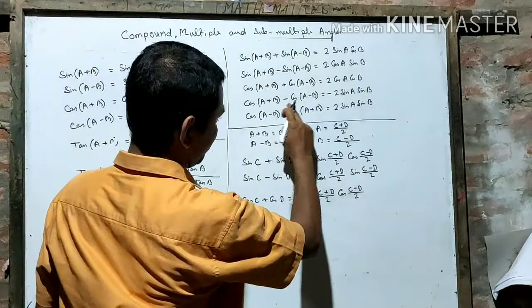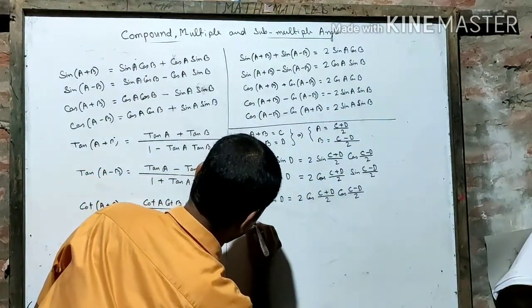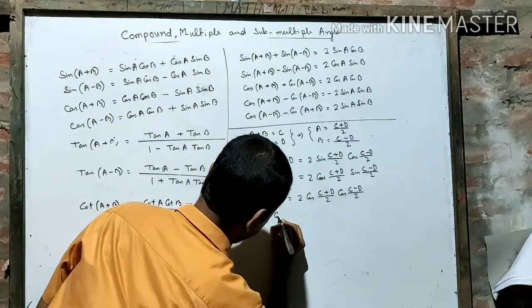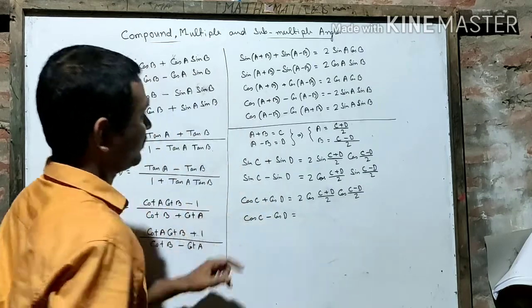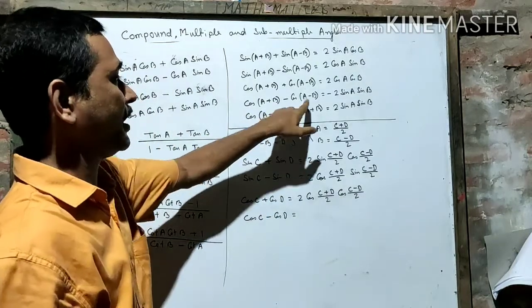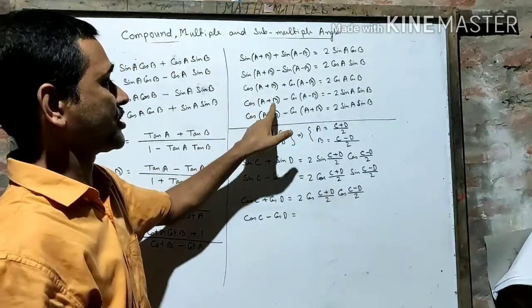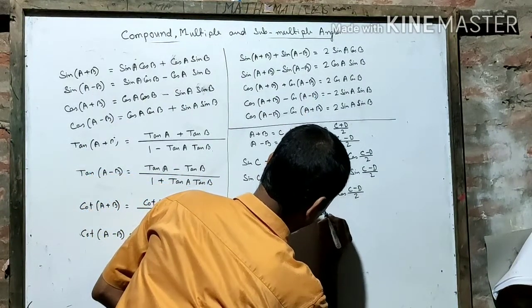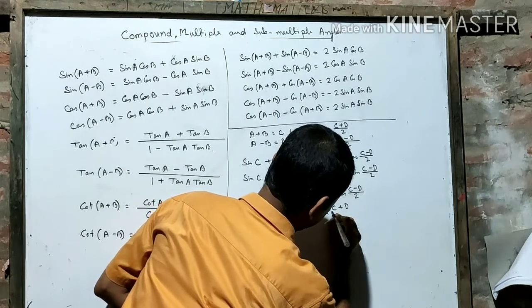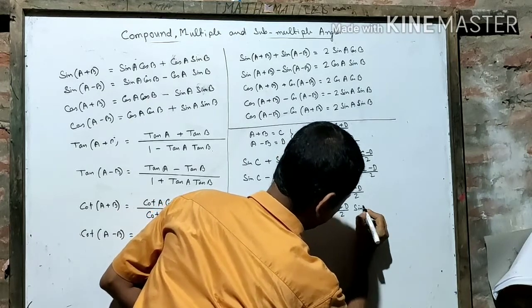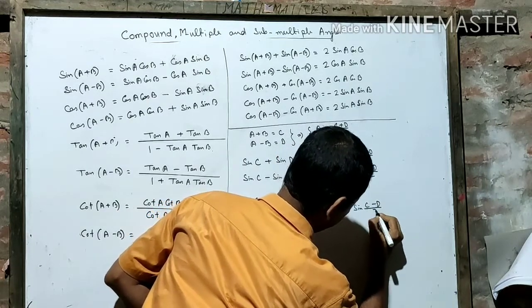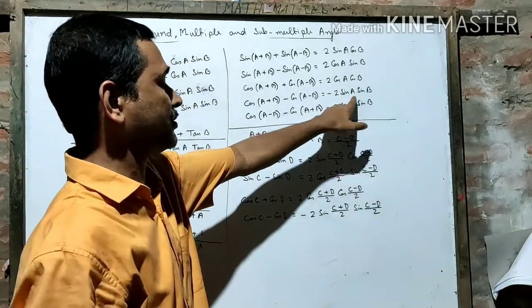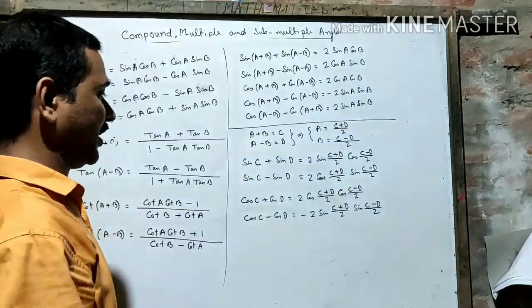Then the fourth one, cos C minus cos D. Cos C, A plus B is C, A minus B is D. So it has become cos C minus cos D is equal to minus 2 sin (C plus D)/2 into sin (C minus D)/2. A is (C plus D)/2 and B is (C minus D)/2.